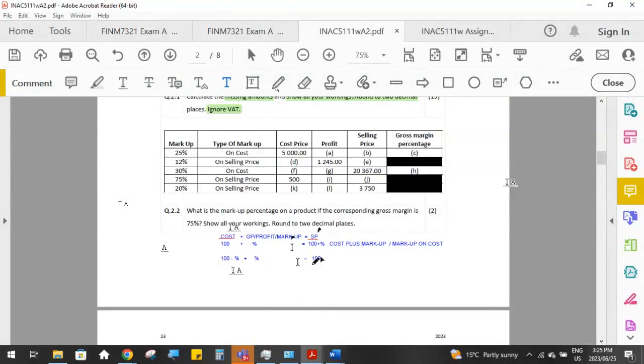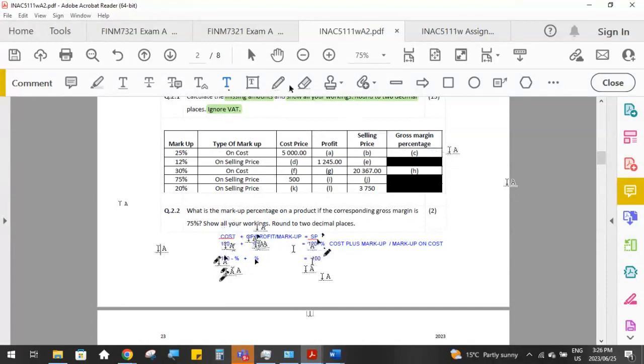So if the markup is on selling, and the markup is 20%, then cost must be 80%, so 80 plus 20 equals 100. If they say it's a 20% markup on cost, then cost is going to be 100, and it's going to be 100 plus 20 equals 120. And then you're going to use those proportions to do your calculations.